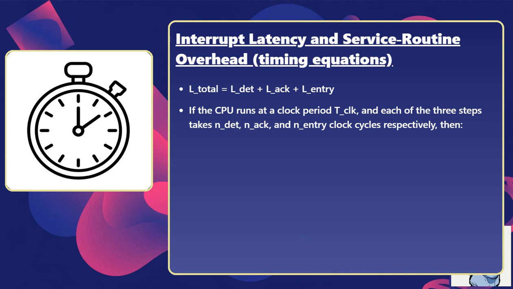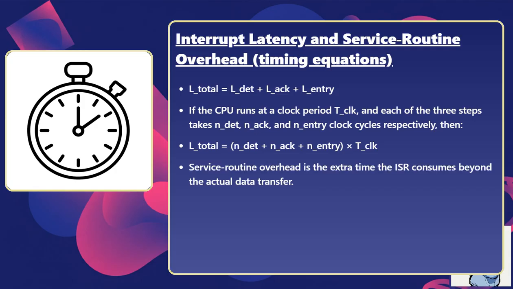If the CPU runs at a clock period T_clk and each of the 3 steps takes n_det, n_ac, and n_entry clock cycles respectively, then L_total = (n_det + n_ac + n_entry) × T_clk.